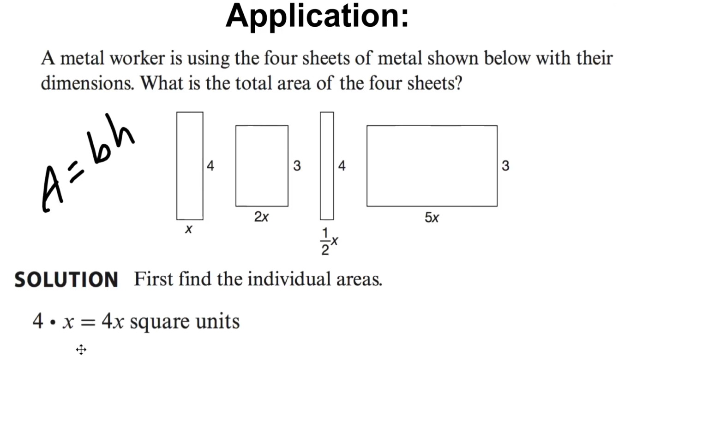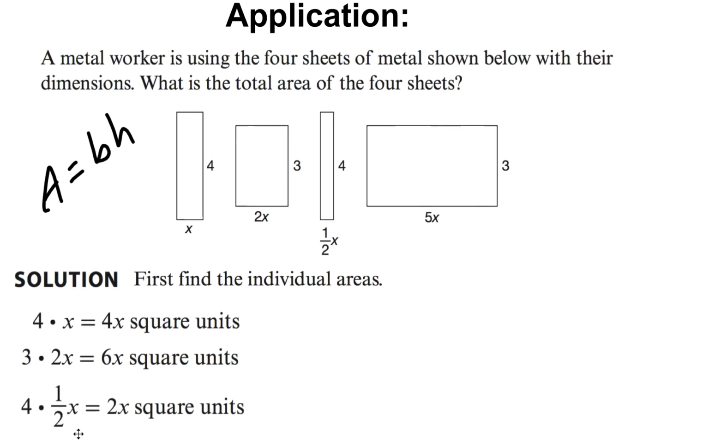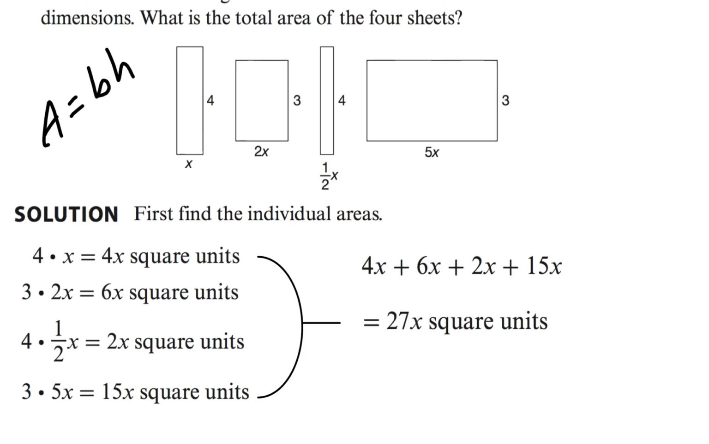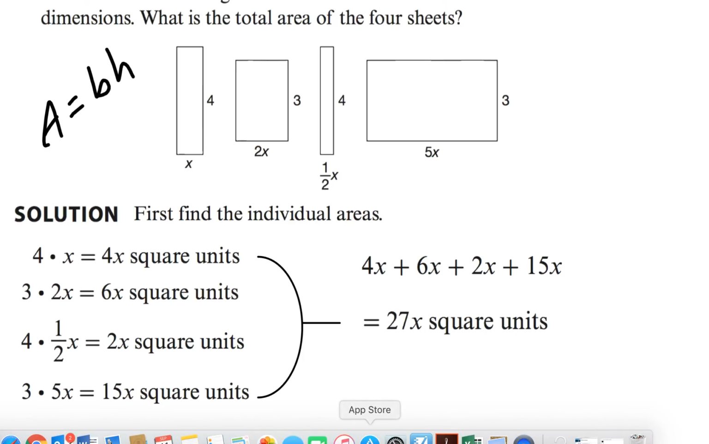The first one has an area of 4x. The second one has an area of 6x. The third one has an area of 2x. And the last one has an area of, I think I need to scroll down so you can see this one, an area of 15x. So to find the total area, we need to add those all up, and they are all like terms. So 4x plus 6x plus 2x plus 15x gives us a total of 27x, and our units are squared.